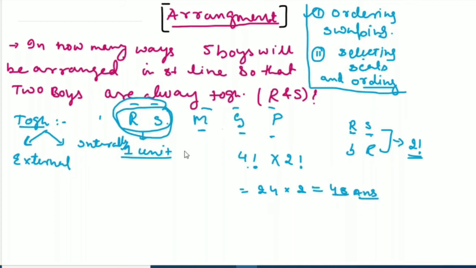Whenever next time a together logic is there, you remember the two arrangements that have to be done, sir. One externally, one internally. Externally, assume them as 1 unit and count everything together, that many factorial. Internally, whatever is present inside, that many factorial.